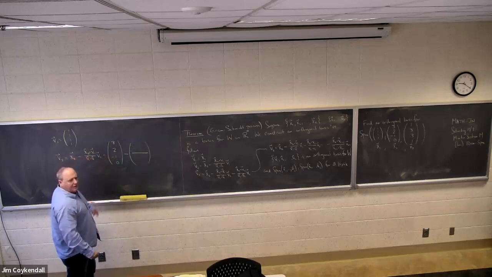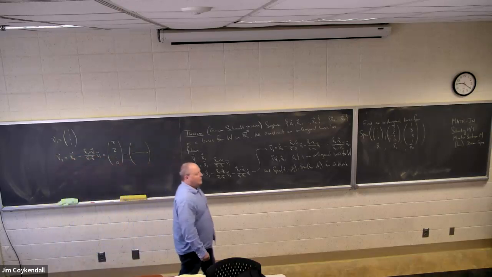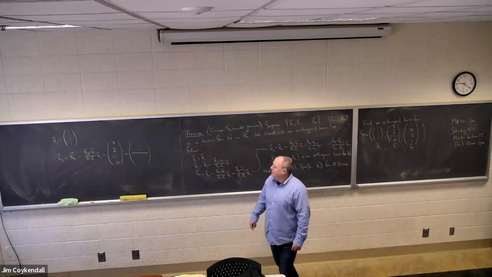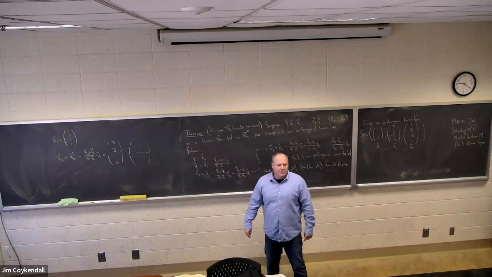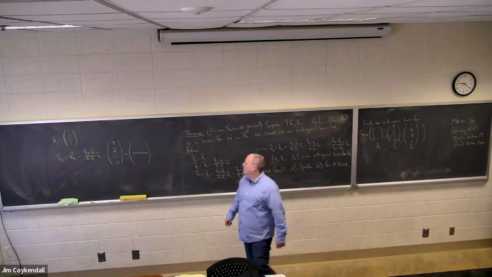Okay, let's make a fraction here. V1 dot V1. What is V1 dot V1? It's 4. Are we careful? That's right.